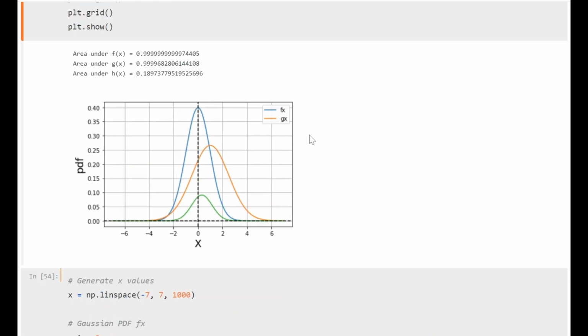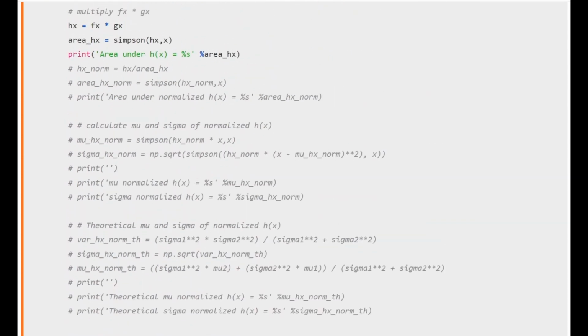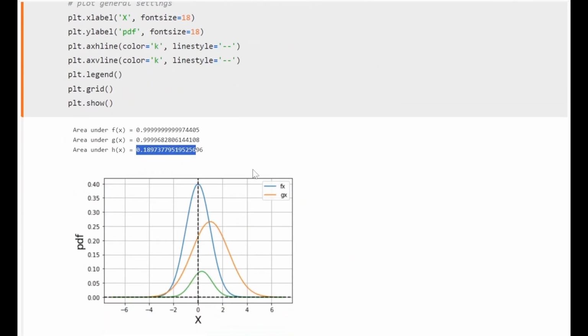So when I run it, something really strange happens. My PDF, the hx, is like this. It is very, very small, and the area under the curve is not 1. This is because I have not undertaken the normalization. What I mean by normalization is that to get the area under the curve as 1, I need to divide this whole PDF by this area.